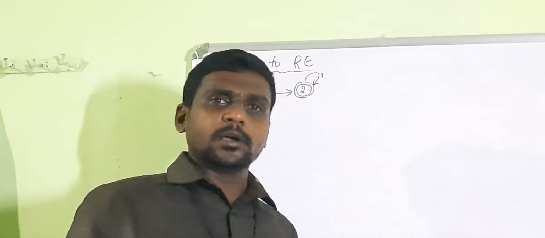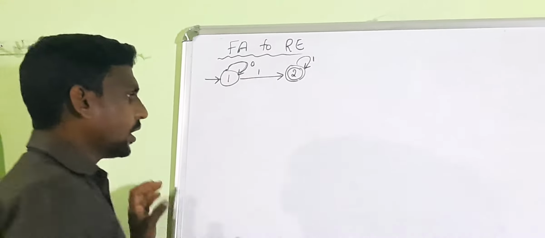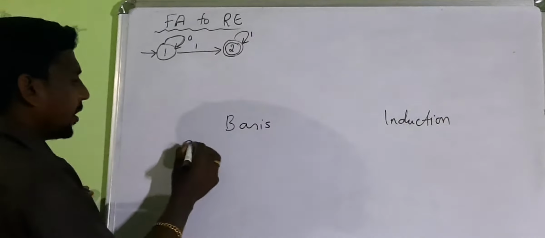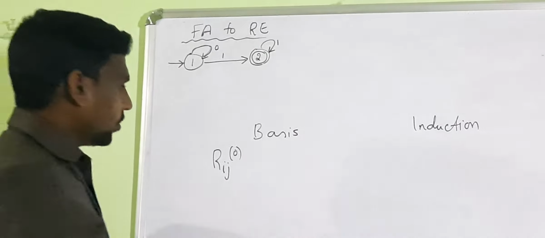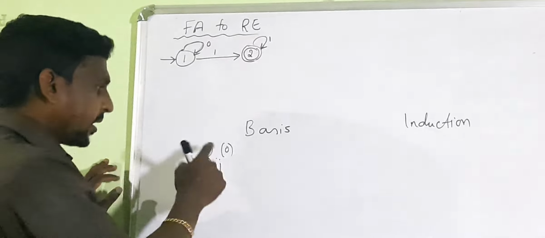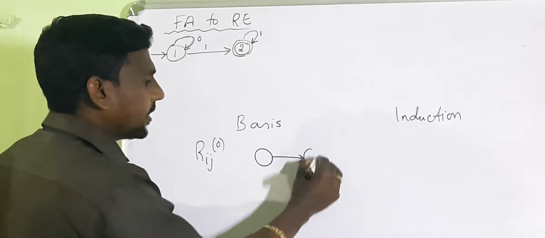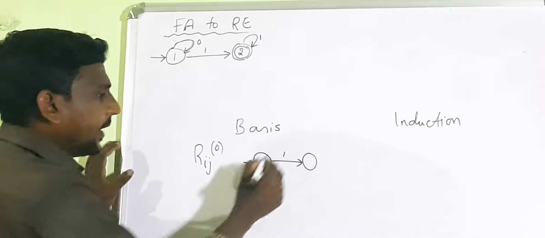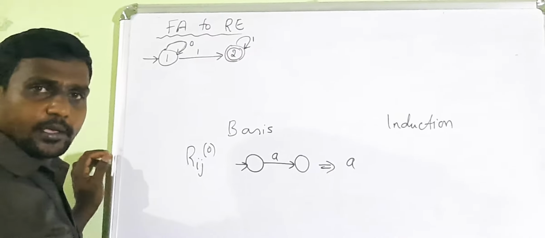Do you remember the previous theorem on how to convert finite automata to regular expression? Once again I will recall it for you. There are two parts: one is the basis part and another one is the induction part. In the basis part, we take R_ij power 0, we assume k equal to 0. If the automata is like this, it reads input A, then the regular expression is A.